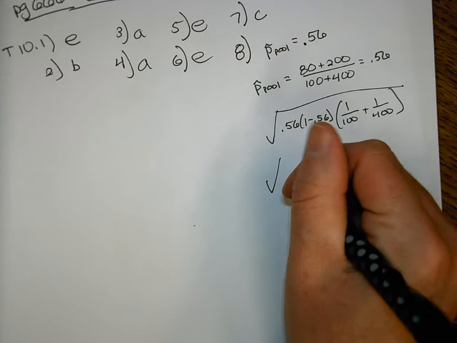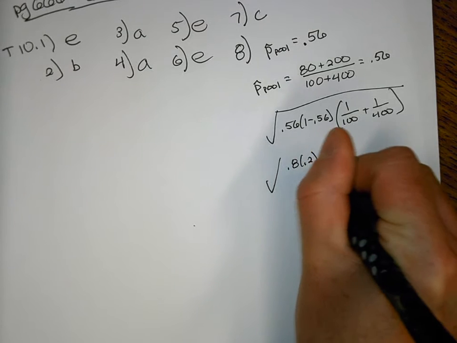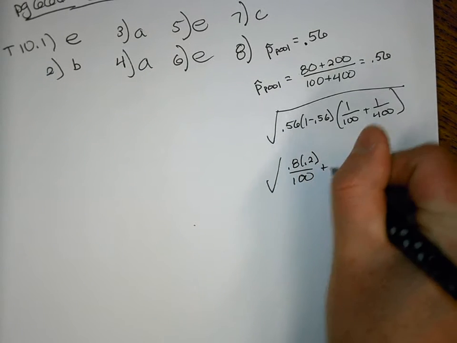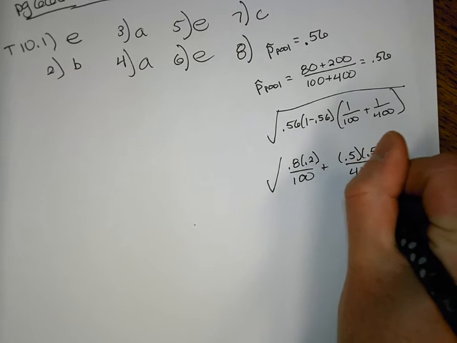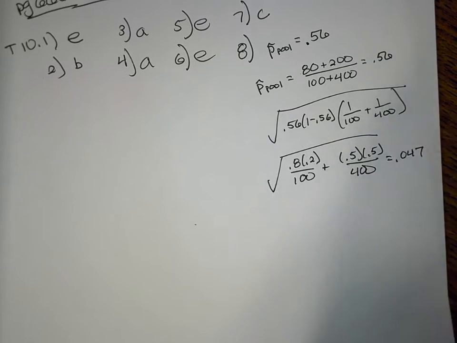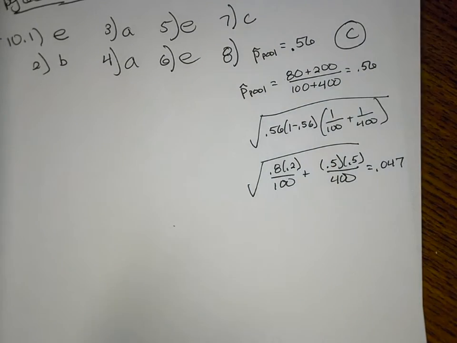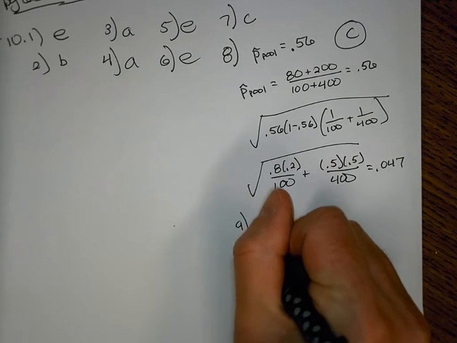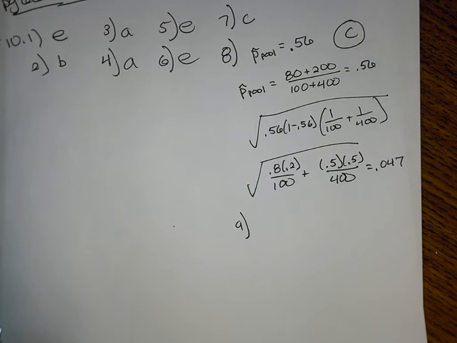This would have been 0.8 times 0.2 over 100 plus 0.5 times 0.5 over 400, and you end up with 0.047. So either way, the best choice would have been C. So if one of your choices isn't exactly there, go back and do it the other way. I know, horrible teaching on my part. Apologize. Number 9.